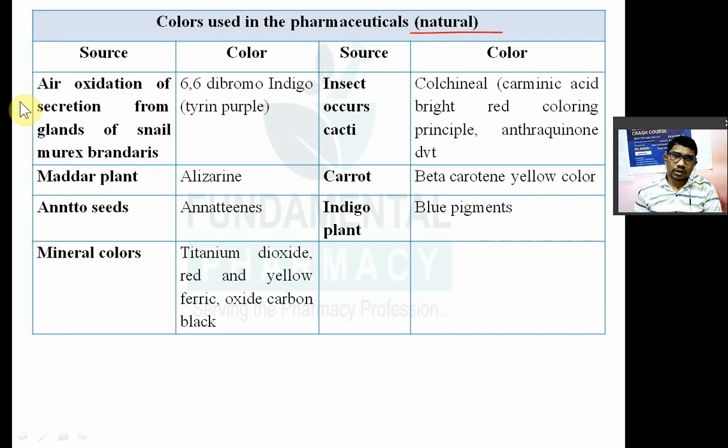So what is its source? Source of this is 6,6 dibromo indigo, also known as tyrian purple. Tyrian purple color is indigo. It is obtained from the air oxidation of secretion from the glands of the snail. The snail's name is Murex brandaris. A snail has a secretion, and after the secretion, air oxidation takes place and a compound is formed, 6,6 dibromo indigo, which is also known as tyrian purple, right?